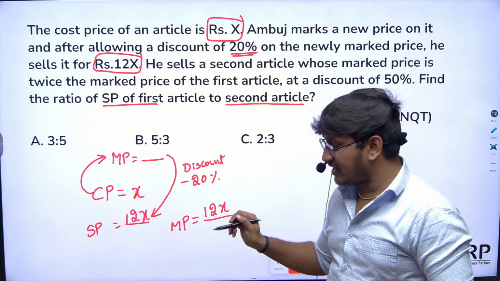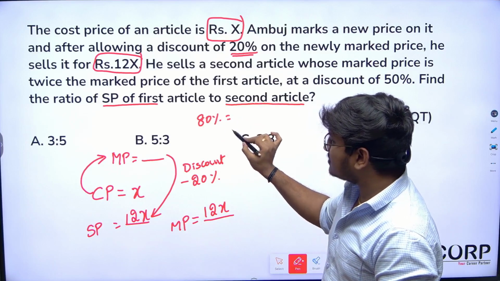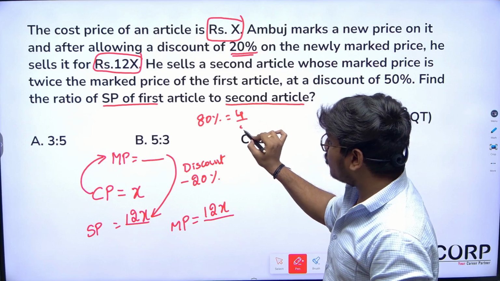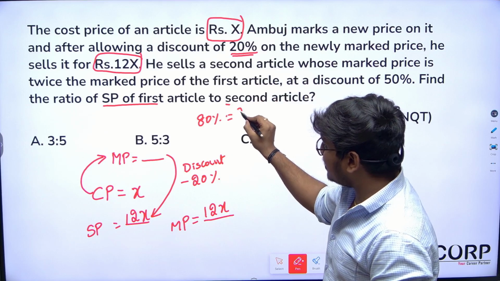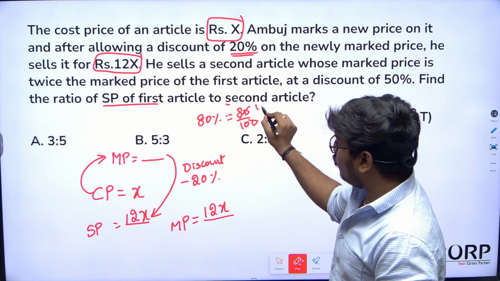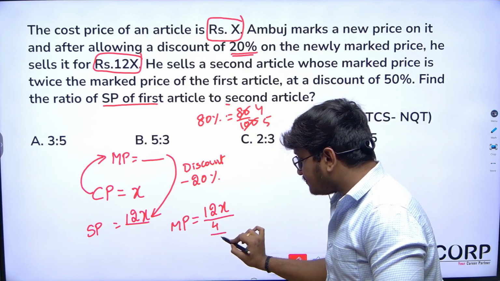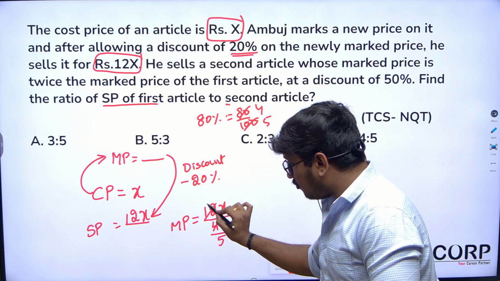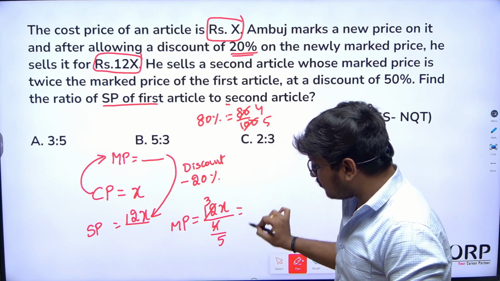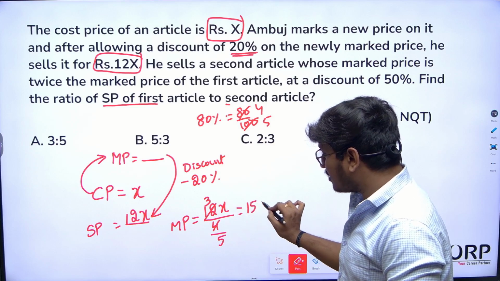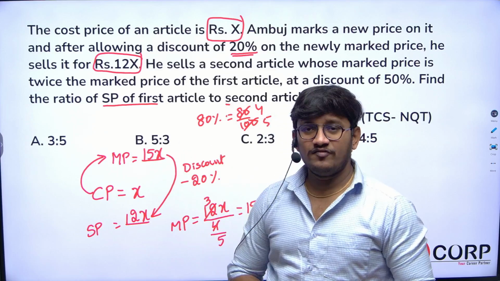If 20% discount is given, how much value is left? It is 80%, right? So 80% can also be written as 4 by 5, because already I said yesterday, 80% means 80 by 100, which is 4 by 5. So 4 into... this 5 will go to the numerator. Already 3 into x is 3x, and this 5 goes, 3 into 5, 15. So the marked price will be 15x. So we found out the marked price is 15x.